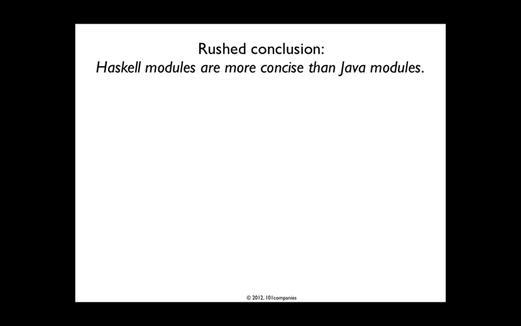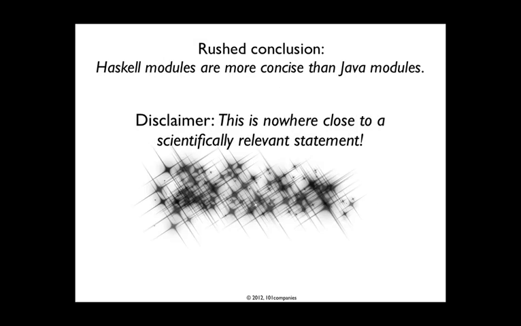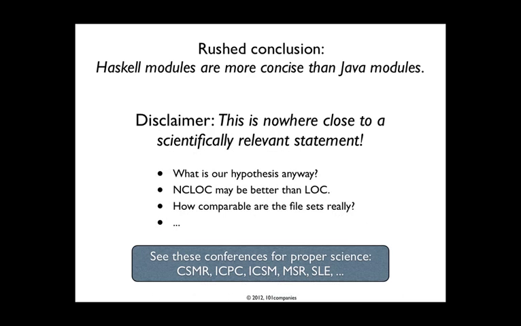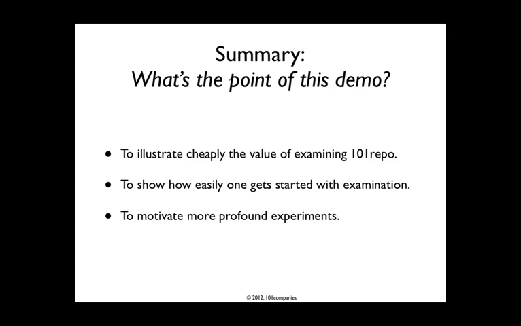Okay. So now with these numbers in place, what we could do is we could just draw this conclusion. Let's say Haskell modules are more concise than Java modules. This should be enough for today. Of course, I should mention though that this is not a very scientific statement that I'm trying to make here. We haven't even really discussed what sort of hypothesis we are after here. Perhaps this is the wrong metric anyhow. And also, what's the status of the files that we're working with? What other threats to validity do we face here? So this is really very non-scientific.